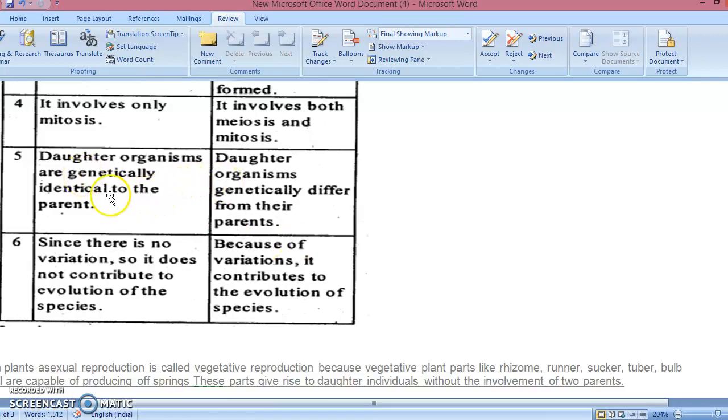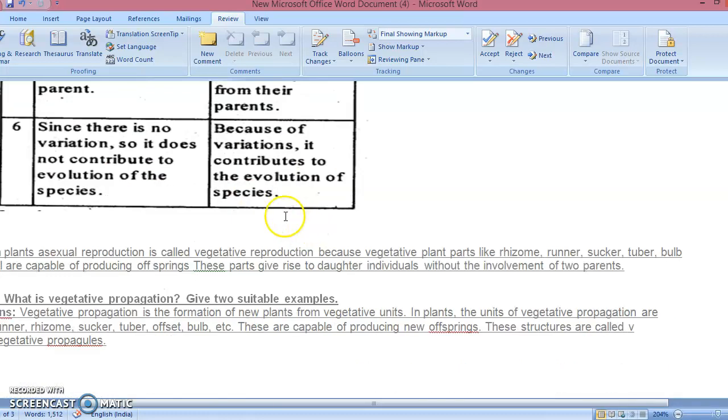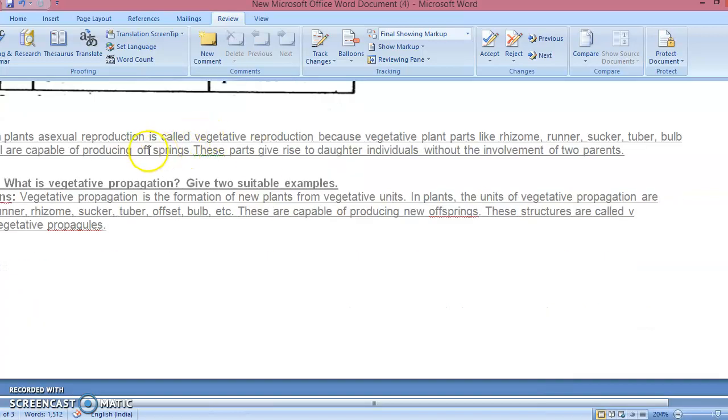Then daughter organisms are genetically identical to the parent. Here daughter organisms are genetically different from their parents. Okay. Then since there is no variation, it does not contribute to evolution of the species. But here it contributes to evolution of species. Okay. And don't forget to remember that in plants, asexual reproduction is called vegetative reproduction.